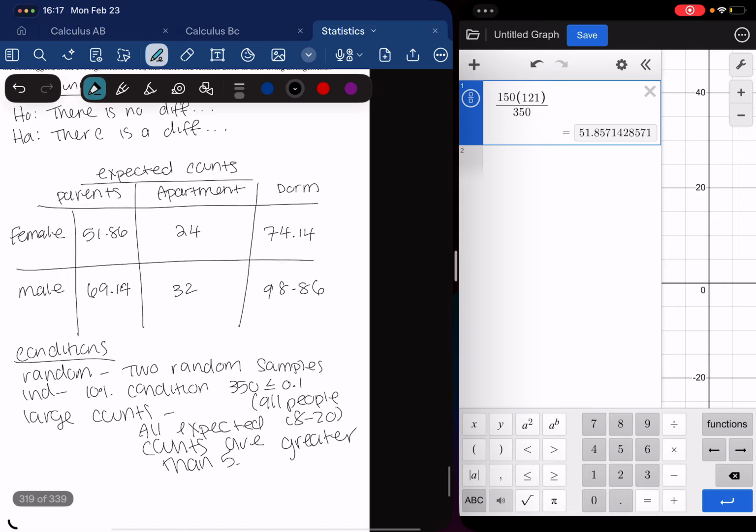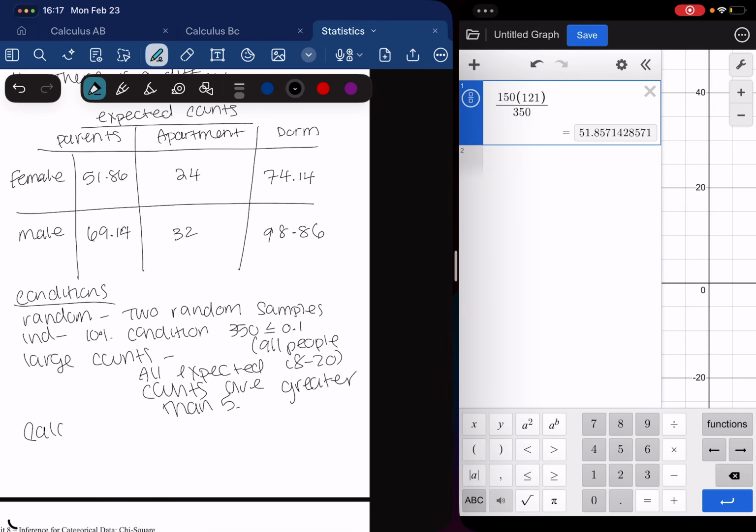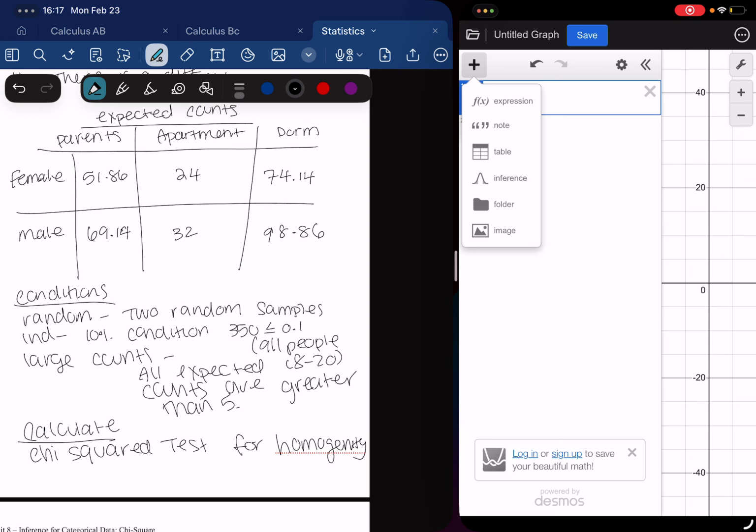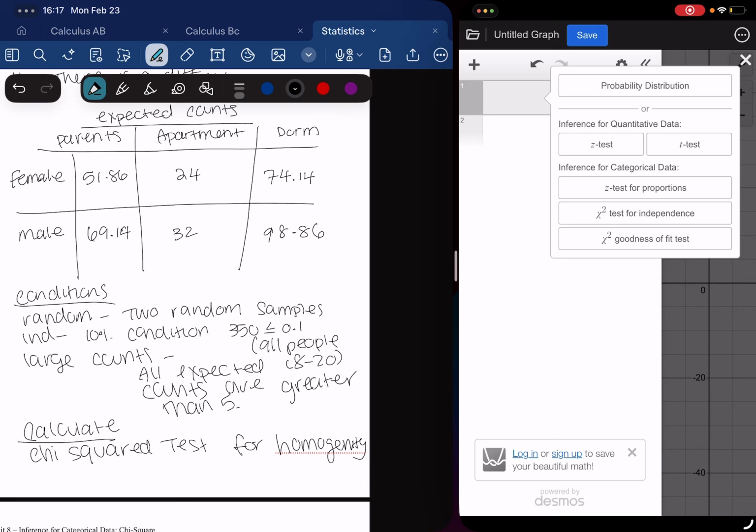Okay. Then that brings us to calculate. So we first write the name of our inference. So this is a chi-squared test for homogeneity. Okay. And then in order to calculate this, on Desmos, I'm going to go to add an inference. Okay, and then notice how we don't see homogeneity here, but we see chi-squared test for independence. We're going to click on the one for independence because what we're going to notice later on is that we use this same formula for homogeneity, independence, and association. So we're going to click that one.